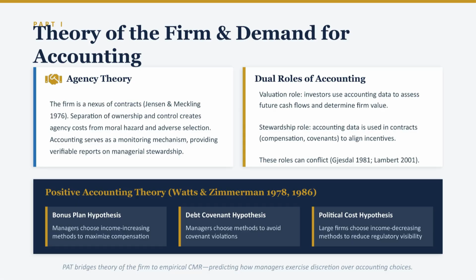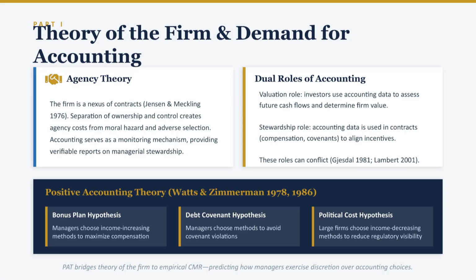The contracting perspective generates 2 distinct roles for accounting information. The valuation role concerns the use of accounting data by investors to assess the present value of future cash flows, and thereby determine firm value. The stewardship, or contracting, role concerns the use of accounting data in contracts that align the interests of managers and other stakeholders, most prominently, executive compensation contracts and debt covenants.